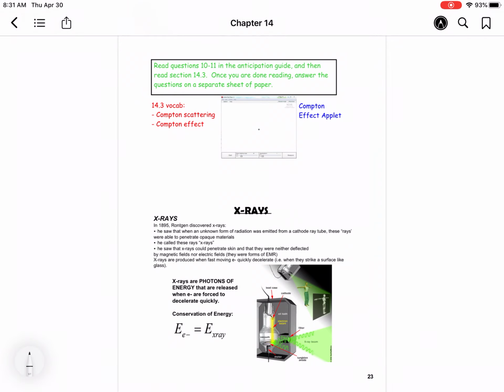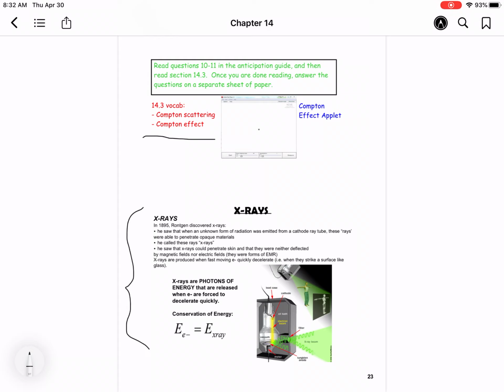Hello there, Physics 30. We are on to Chapter 14, Lesson 3. We're going to talk about the Compton effect and Compton scattering. These are the two things that we're going to focus on, and they have to do with this experiment that Compton did where he shot X-rays at a thin piece of foil to see what was going on.